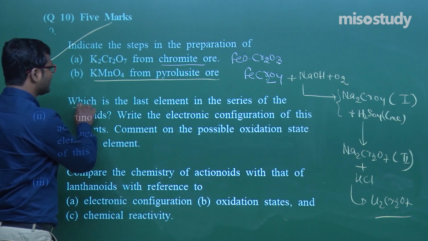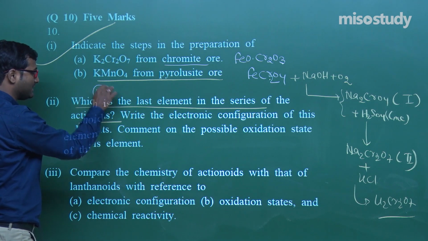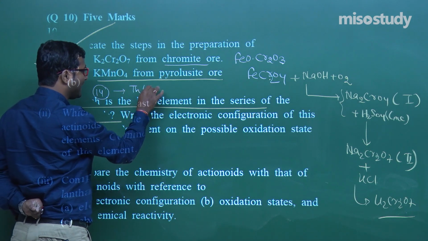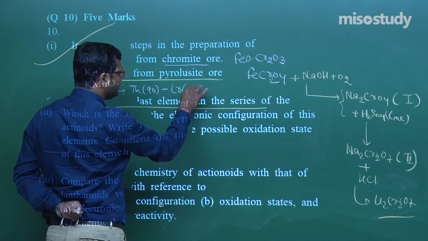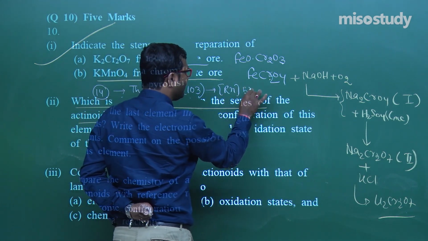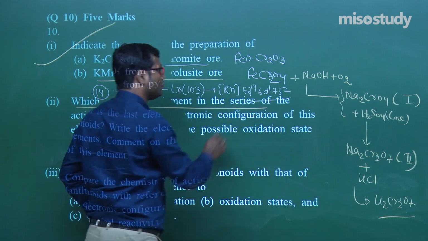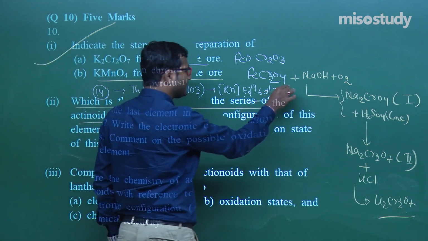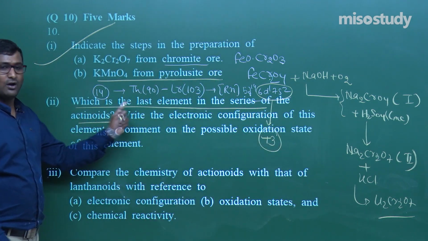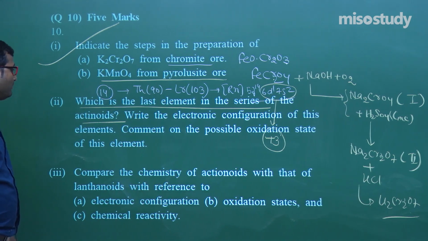Next one, which is the last element of the actinide series. As we know, the actinide series contains 14 elements, that is, the first member is thorium 90 to lawrencium 103. And lawrencium has the electronic configuration [Rn] 5f14, 6d1 and 7s2, my friend. So we know the total here is 3, so the oxidation state is +3. This question: what is the last element in the series of the actinoids? Write the electronic configuration of this element.